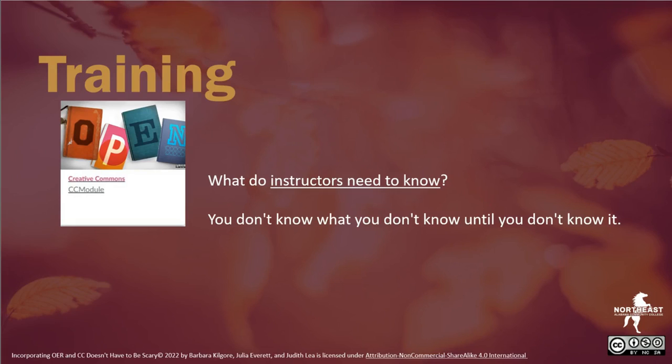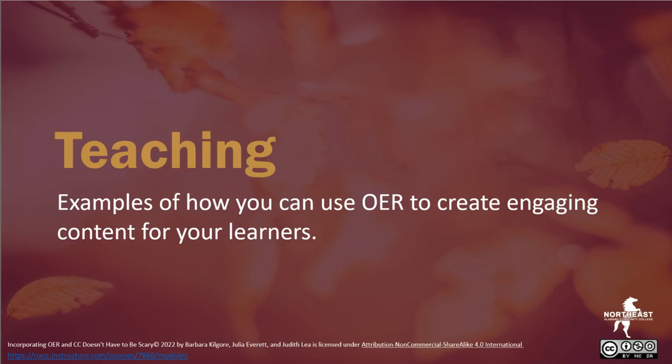When we begin looking at training our instructors, we ask ourselves, what do instructors need to know? We created a Canvas course that walked them through what OER resources are, where to find them, and how to evaluate them. And then we also provided them with a module on Creative Commons licensing and how to use it. Finally, we provided them with some examples of assignments and projects that they could create using OER resources and how to cite and attribute those sources.